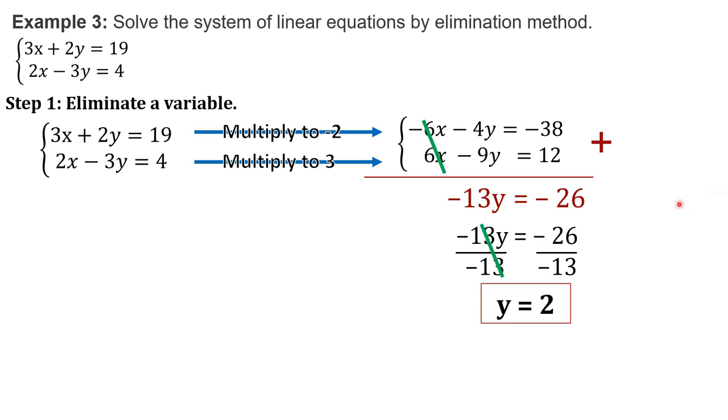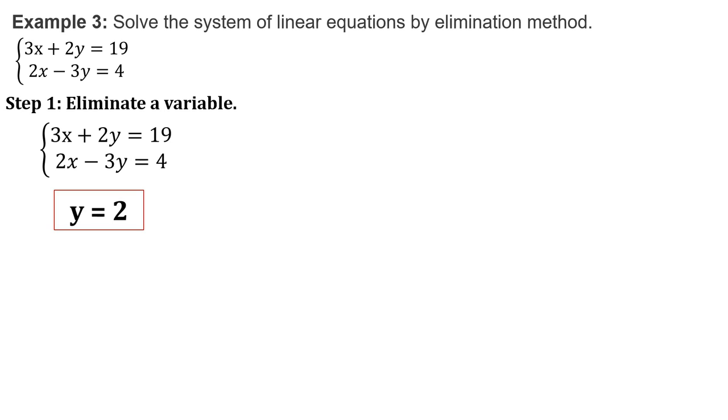Okay, since we already have the value of one of these two variables, we may proceed to the second step. Let us solve for the variable x. Again, you may use any of these two equations. So for this example, I will use the second equation, 2x minus 3y equals 4.